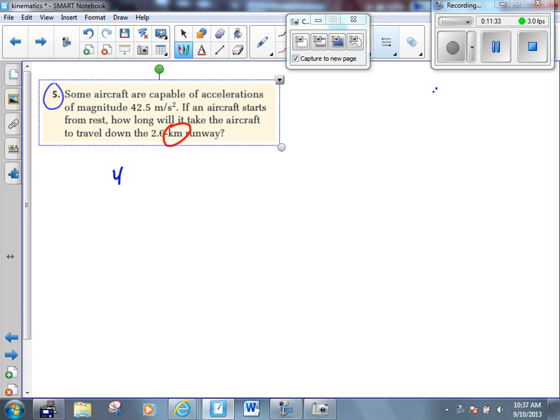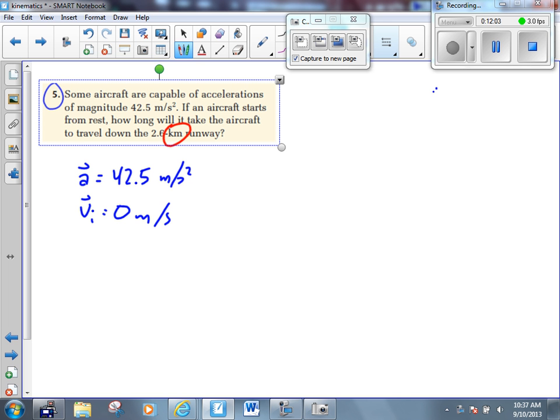What's the 42.5 here? Is that V? Is that VI? Is that VF? It's acceleration. It's none of the above. Good. It's acceleration, and it's positive because it's speeding up. The aircraft starts from rest, so VI will be, yep, good, 0 meters per second.